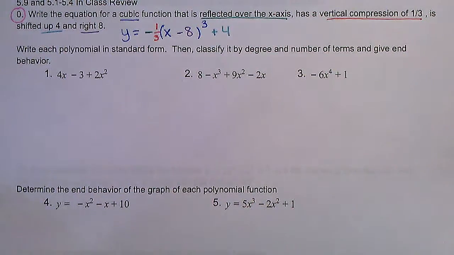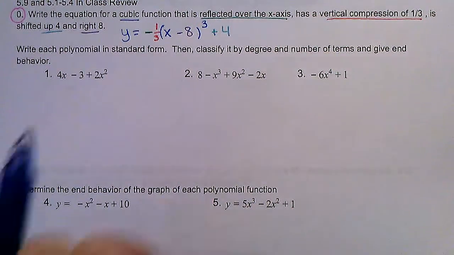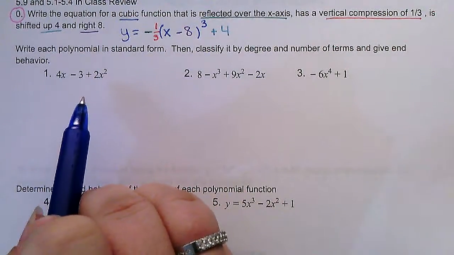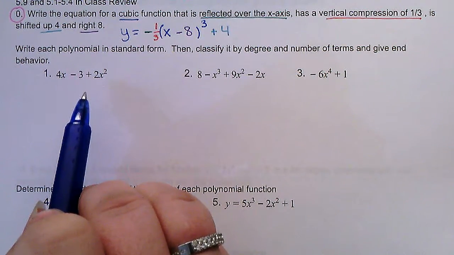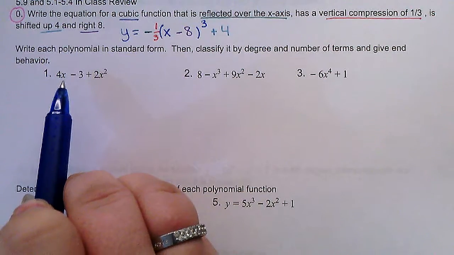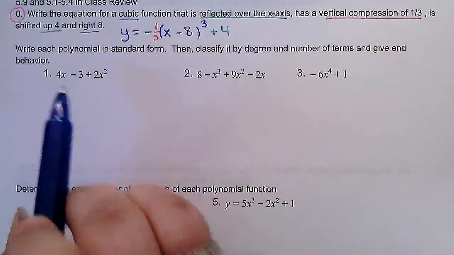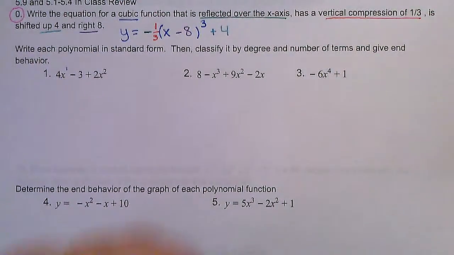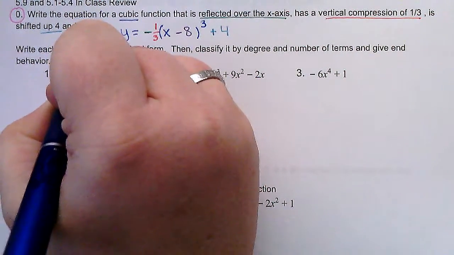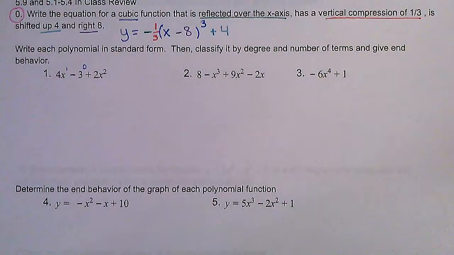So first we have to write it in standard form. So is this one right here in standard form? It is not. How do we know it is not? Because we have to have the highest degree go first. So what is the degree of the 4x? Its degree is 1. What's the degree of the -3? Its degree is 0, because there's not an x with it. And then the 2x squared has a degree of 2.